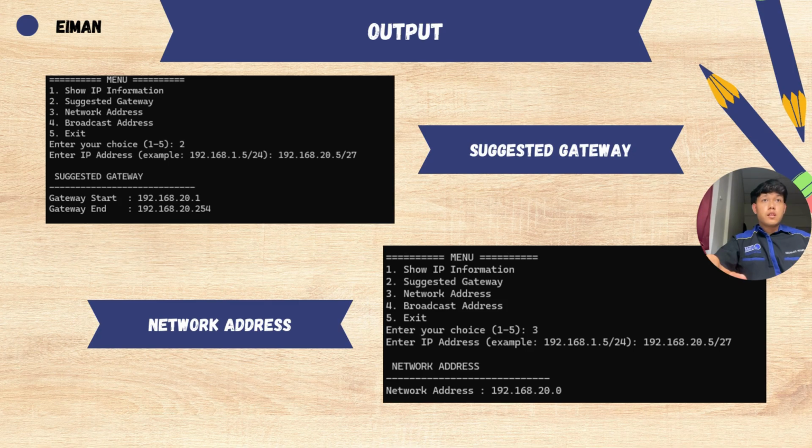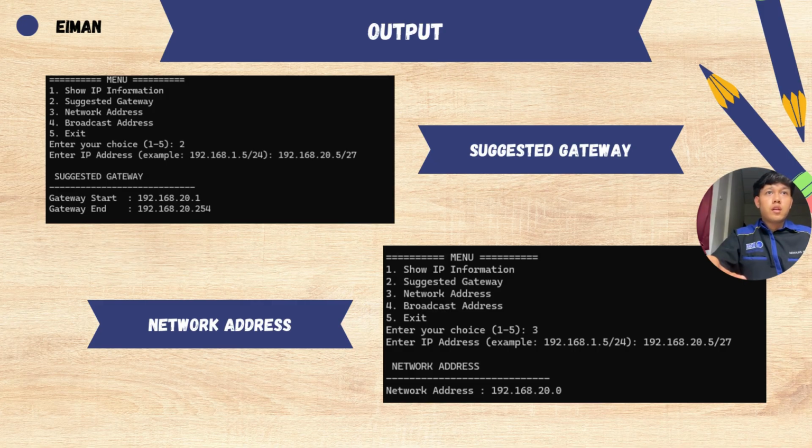After the user selects option 2, suggested gateway, the program asks for an IP address. And then the program will calculate and show the gateway range, which shows gateway start and gateway end. This is a common default gateway address within the subnet, usually used by a router or network administrator to route traffic.